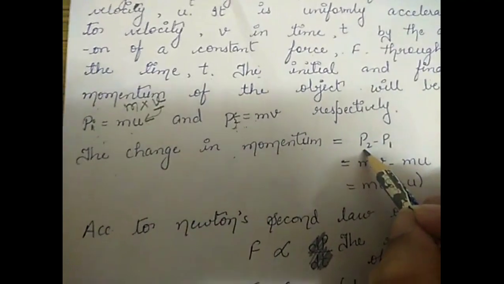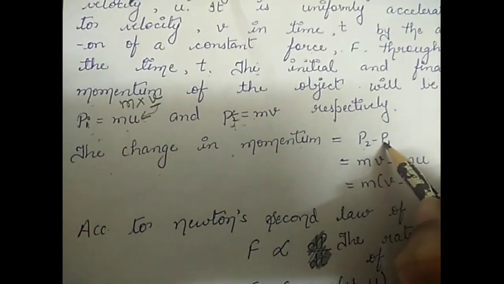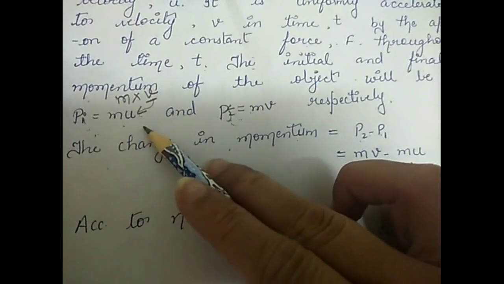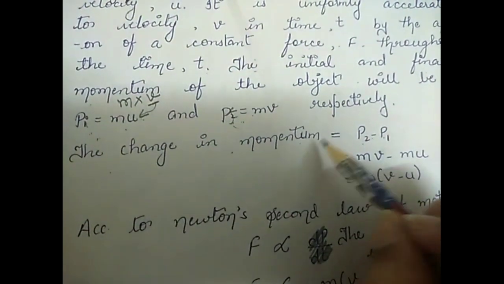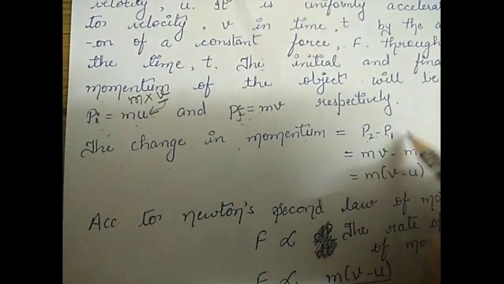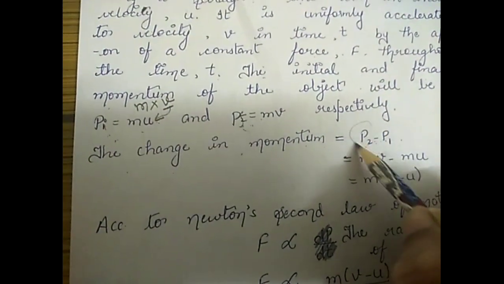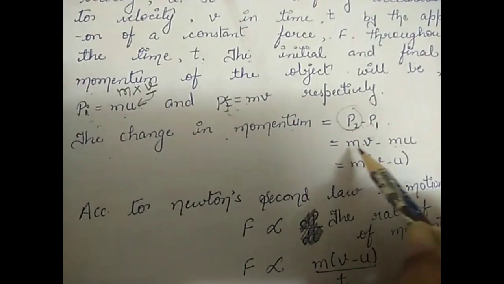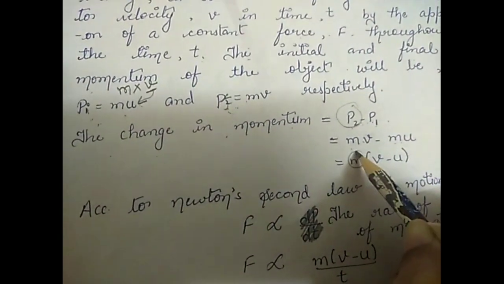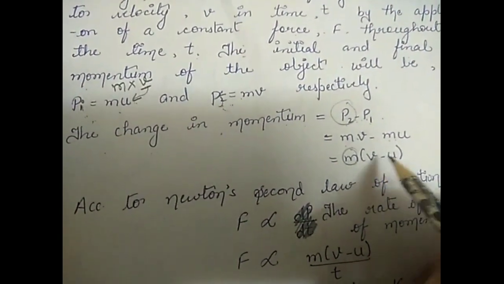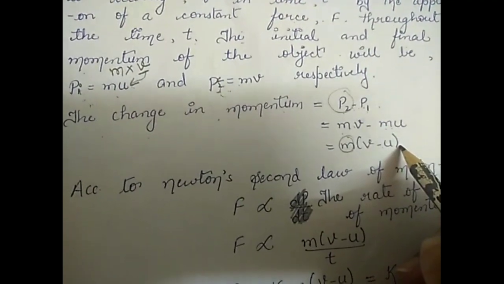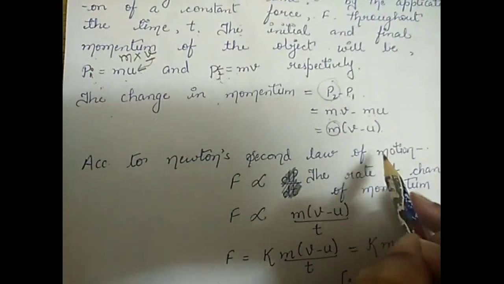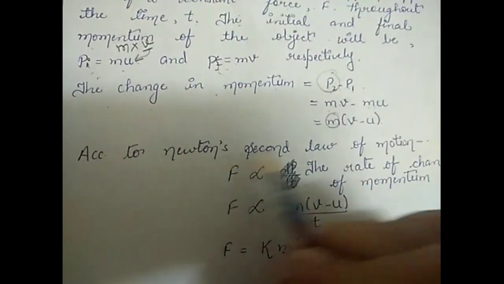The change in momentum will be final momentum minus initial momentum. Final momentum is P2 and initial momentum is P1, so the change in momentum will be P2 minus P1. P2 is mv and P1 is mu. When you take out m as common, what is left? v minus u.